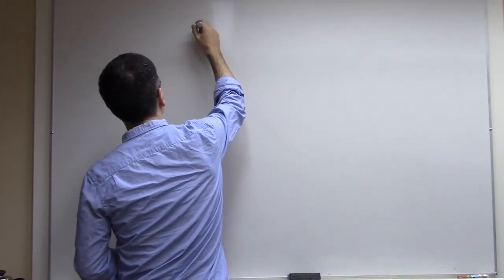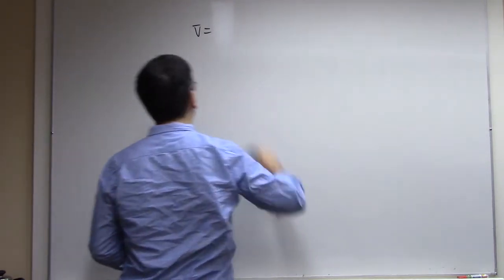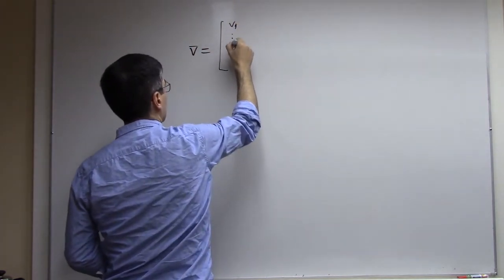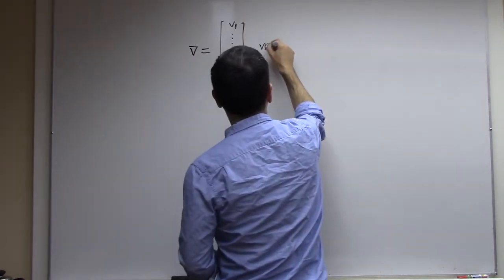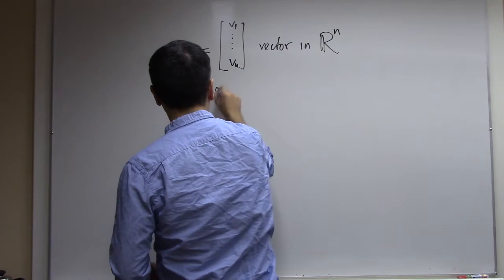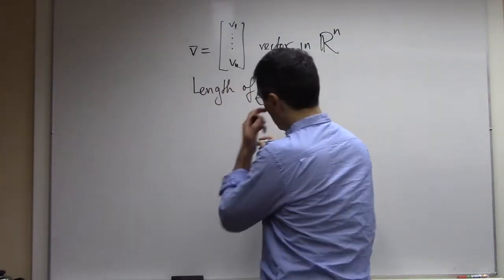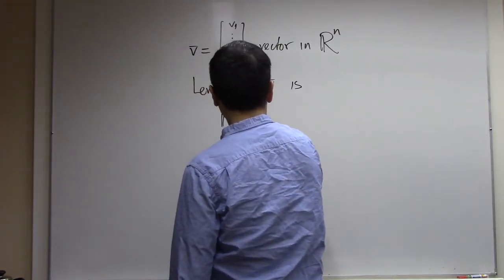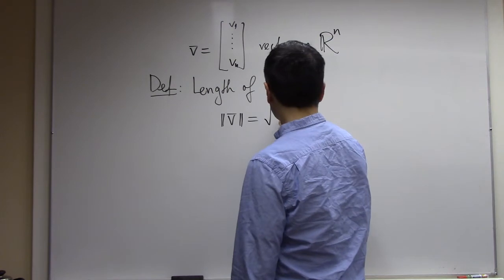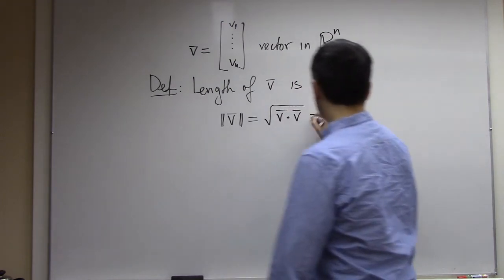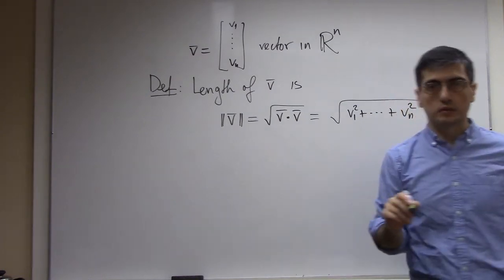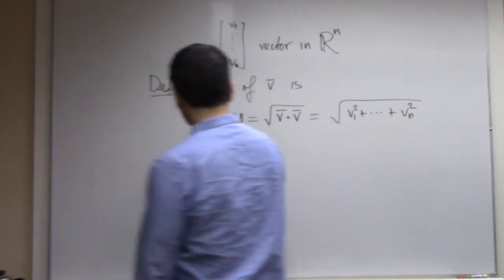So if you're given V, it is V1 through Vn, a vector in Rn, then the length of V, a definition, is the square root of V dot product with itself, which is just the square root of V1 squared plus ... plus Vn squared. Okay, so an example.